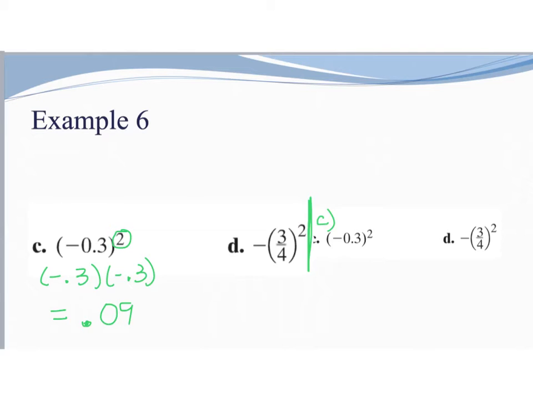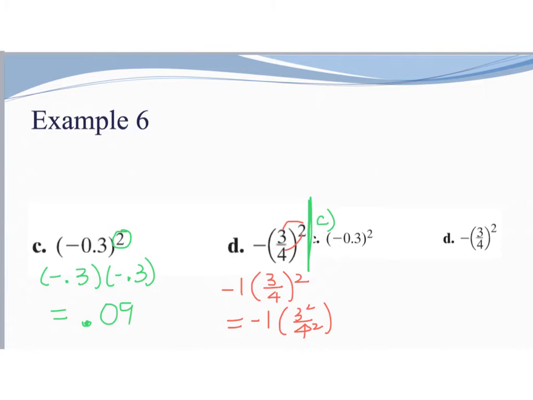Likewise, when I come over here to this part D, I have a negative outside, so that's really like saying negative 1 times 3/4 squared. Okay, order of operations tells me I have to do the squaring first. And if you recall, I have to square both the numerator and the denominator. So this really becomes a negative 1 times 3 squared divided by 4 squared.